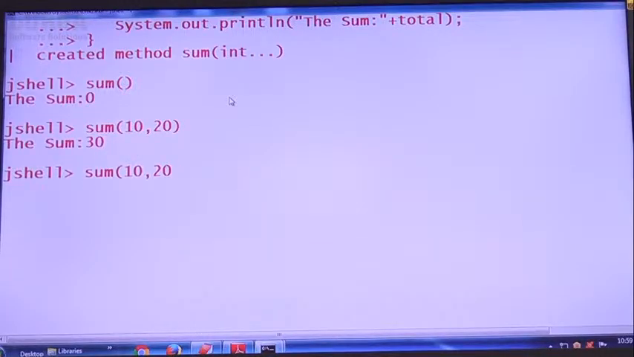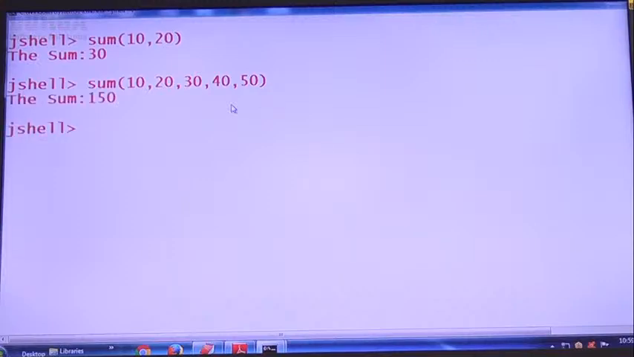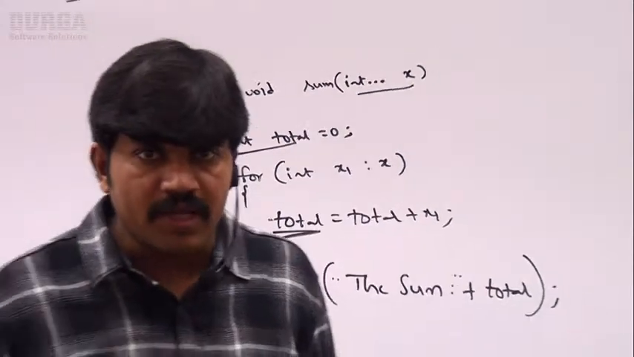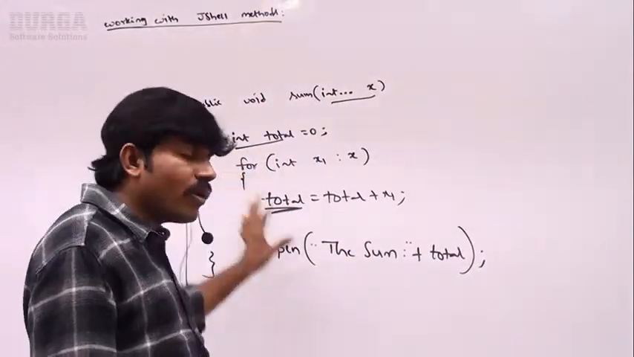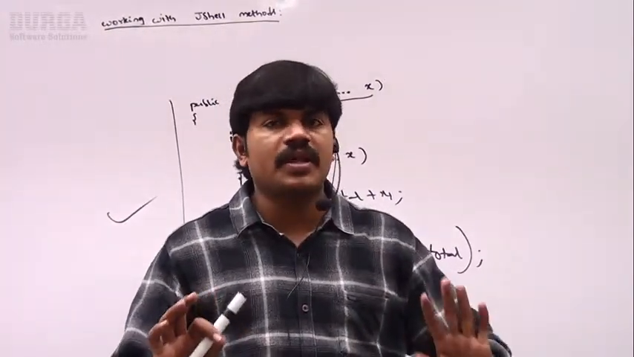I want to pass 10, 20, 30, 40, 50. I am taking 50, sir. What is the answer? By default we are going to get, the sum is nothing but 150. Clear? I hope everyone can understand. We can declare just a simple method. Even we can write more complex methods inside the JShell console, but it's not recommended.